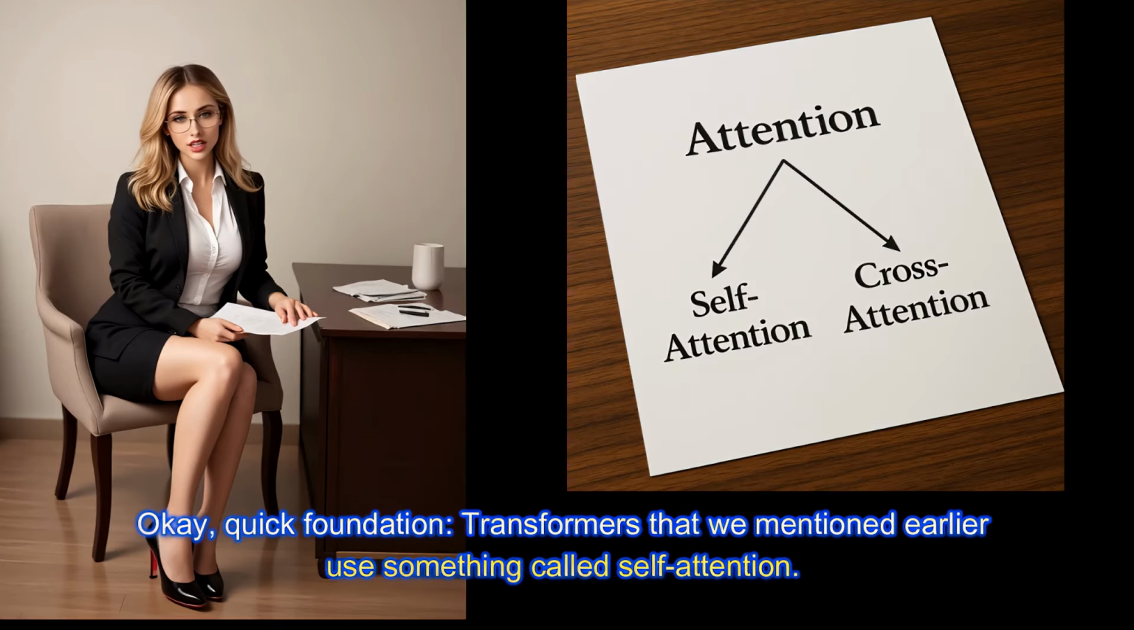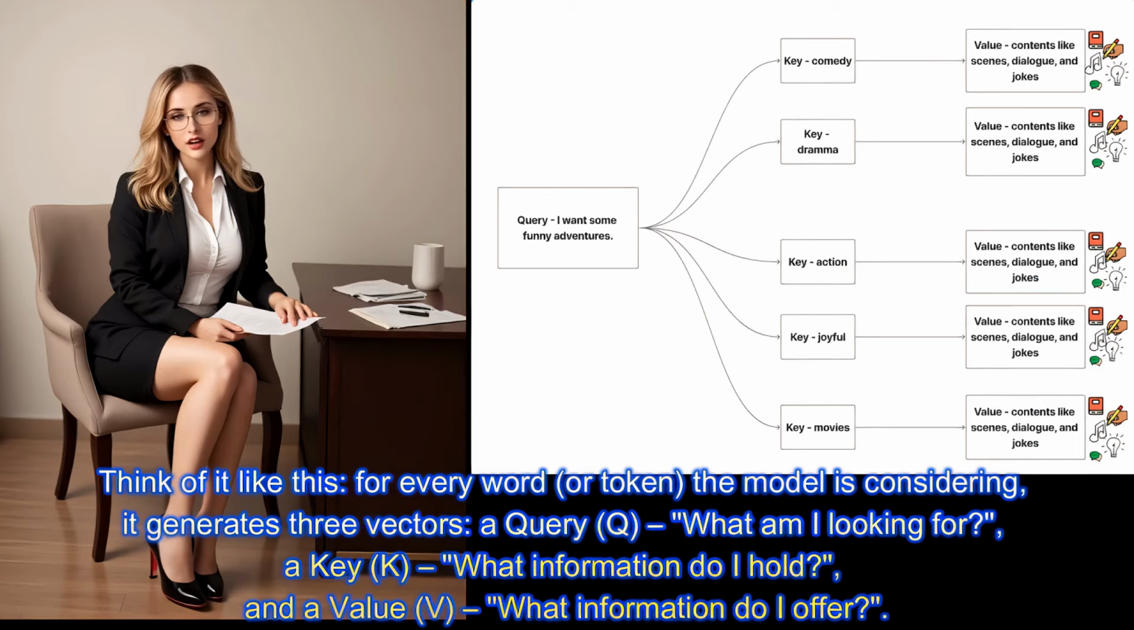Okay, quick foundation. Transformers, which we mentioned earlier, use something called self-attention. Think of it like this. For every word or token the model is considering, it generates 3 vectors. Query, Q, what am I looking for? A key, K, what information do I hold? And a value, V, what information do I offer?